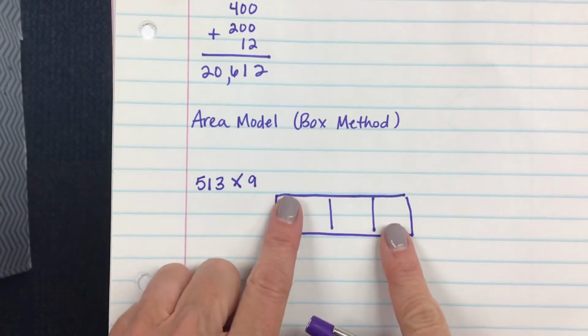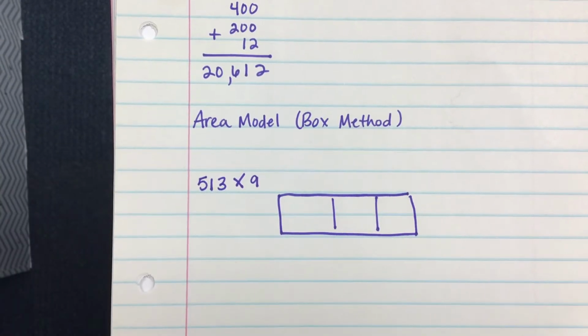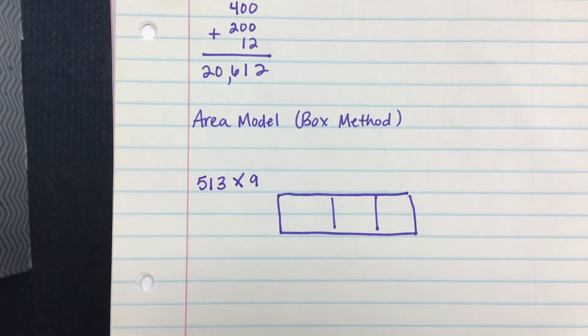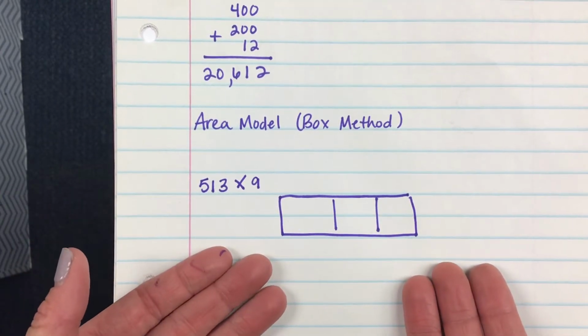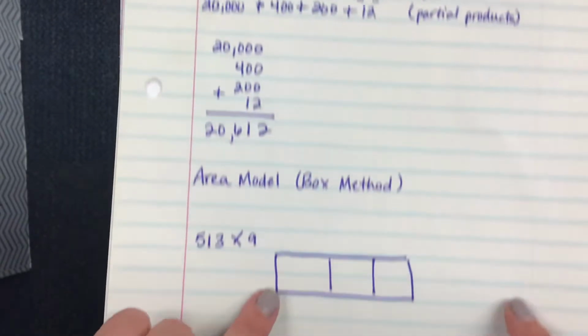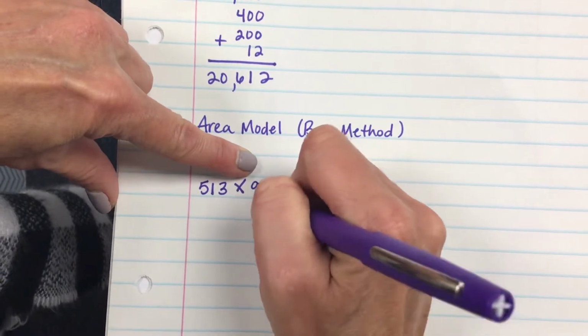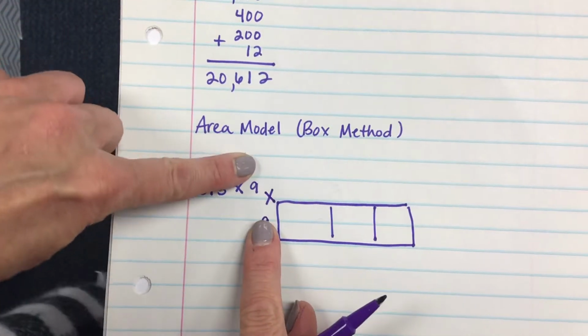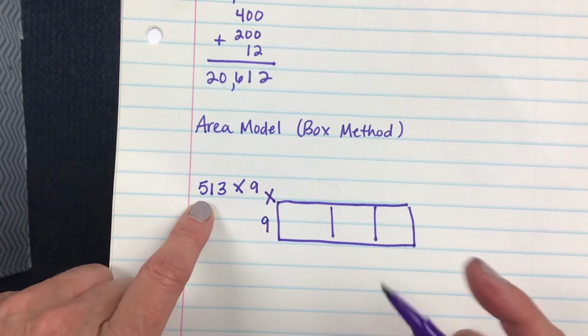So we should all have something like this written on our paper. It's still using the distributive property. It's just giving us a structure that might be easier for us to visualize and see what we're doing, instead of all of the parentheses. So we put our single factor here on the side, the 9. I always like to put that X to remind me that I'm multiplying. And then I divide up 513 by place value.